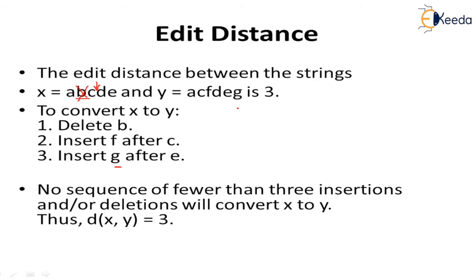So by observing y, we convert x by adding g at the end, and we get y. When you convert x into y, you perform 3 different changes. First you delete the b, you insert the f, and you insert the g. So you perform 3 changes, so definitely the distance between these two strings is 3. The number of insertions and deletions needed to convert x to y is 3.